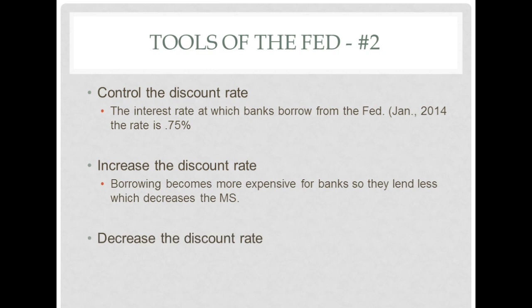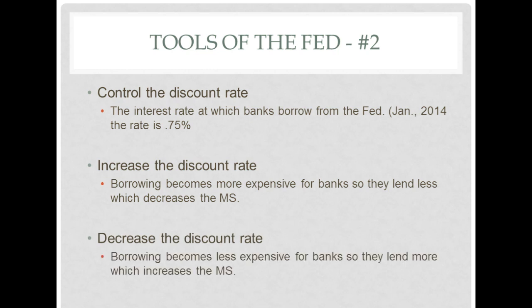And of course the opposite, if the Fed decides to decrease the discount rate, then what happens? Then it's easier for the banks to borrow. The banks are likely to lend out even more because they know if they have to borrow, it's not very expensive, and the money supply at that point would increase. So tool number two, the discount rate, is the rate at which the Fed loans money to banks. If they increase it, the money supply is going to decrease. If they decrease the discount rate, the money supply is going to increase.